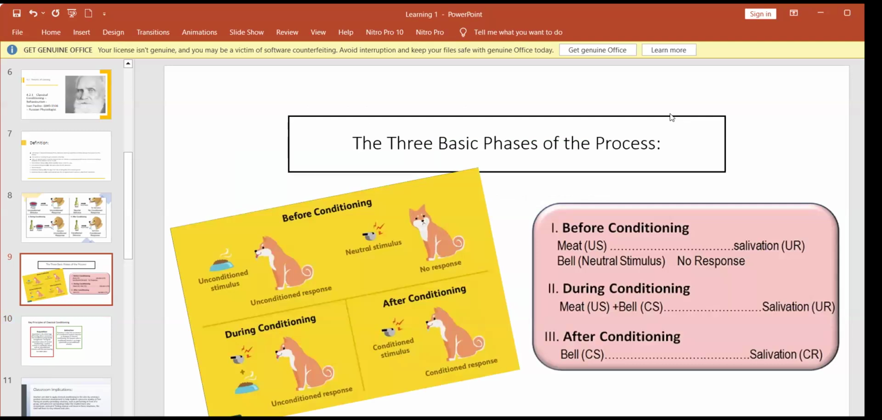That is before conditioning, the neutral stimulus and no response. During conditioning, the pairing up of the unconditioned stimulus and the conditioned stimulus. And after conditioning, you can see the neutral stimulus is now transformed into a conditioned stimulus. The same thing.